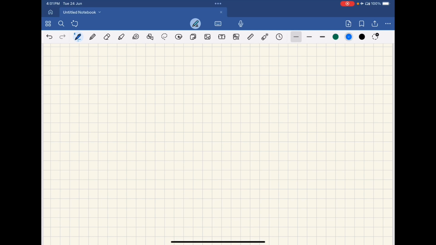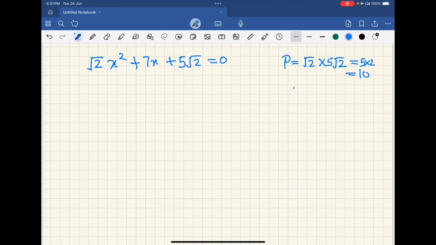Okay? Now we move to question number 1, third part, which is root 2 x square plus 7x plus 5 root 2, which is equal to 0. Okay. Now what is the product here? See, the coefficient of x square is root 2. The constant is 5 root 2. So root 2 into 5 root 2, which is 5, and root 2 into root 2 is 2. So the product is 10. The sum, which is the coefficient of x, is 7.